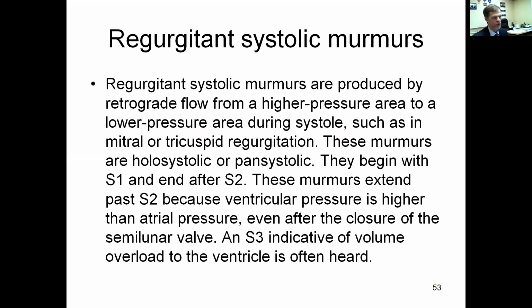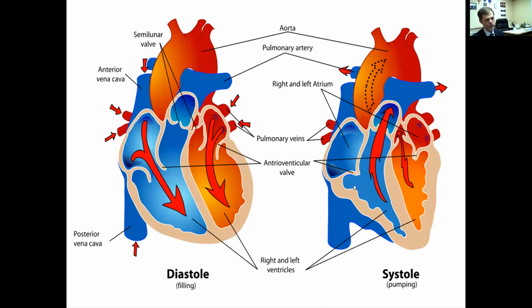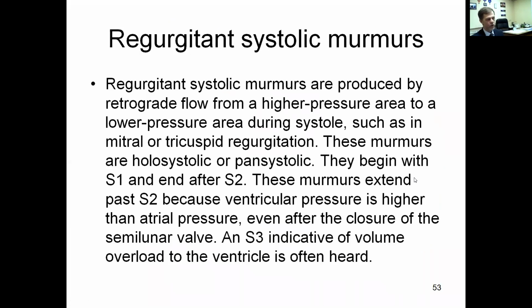Regurgitant systolic murmurs. The process of blood returning is known as regurgitation. Regurgitant systolic murmurs are produced by retrograde flow from a high pressure area to a low pressure area during systole, in case of mitral or tricuspid regurgitation.